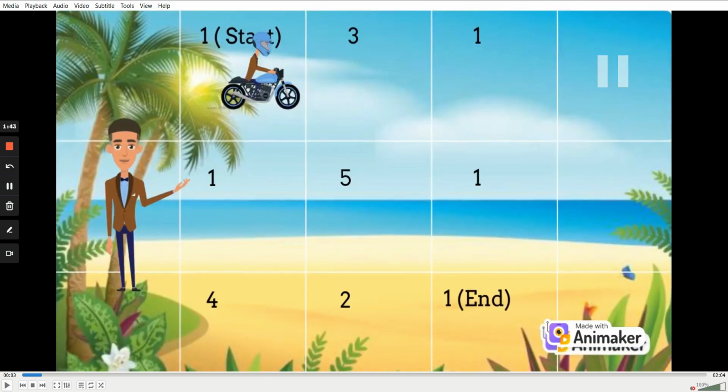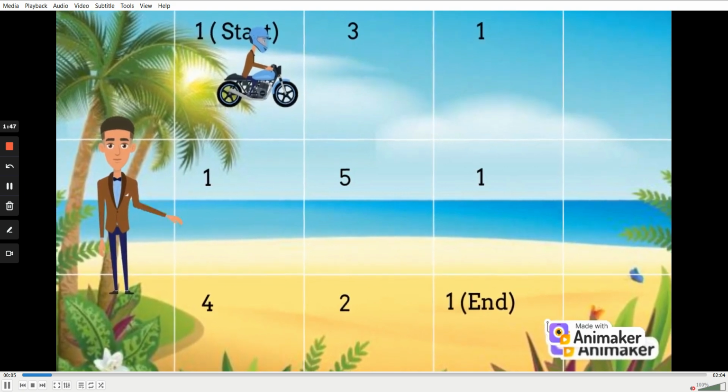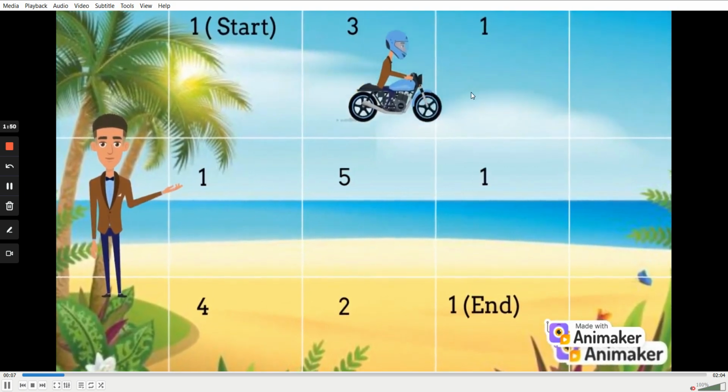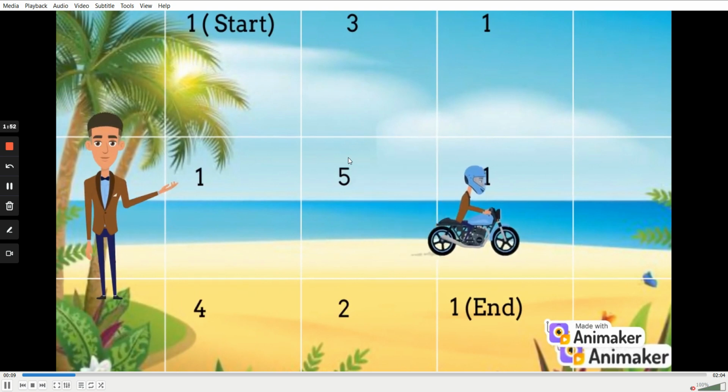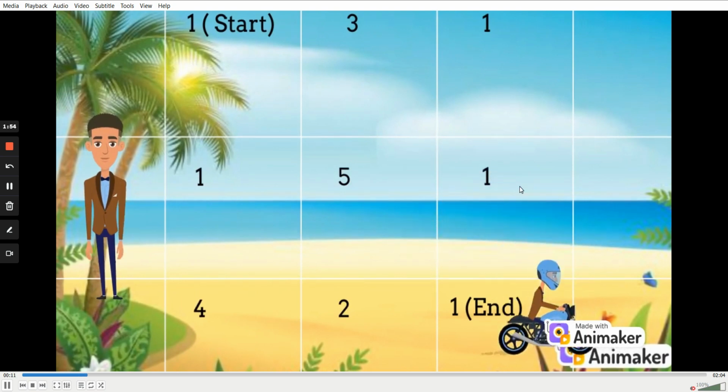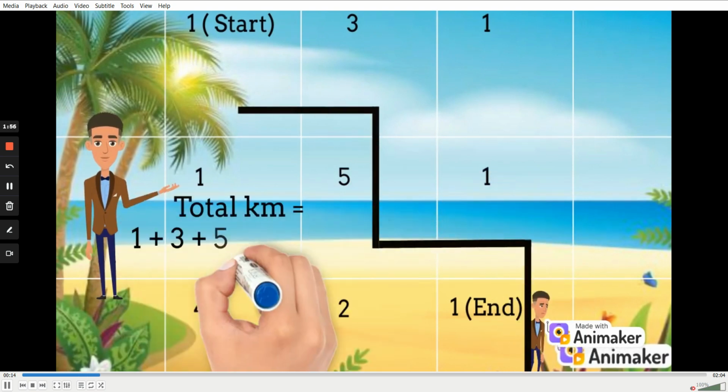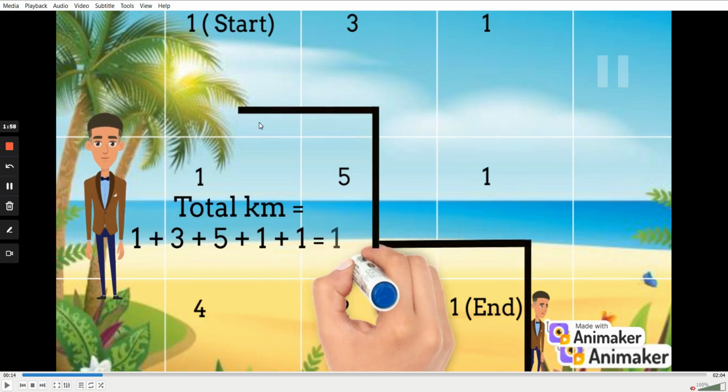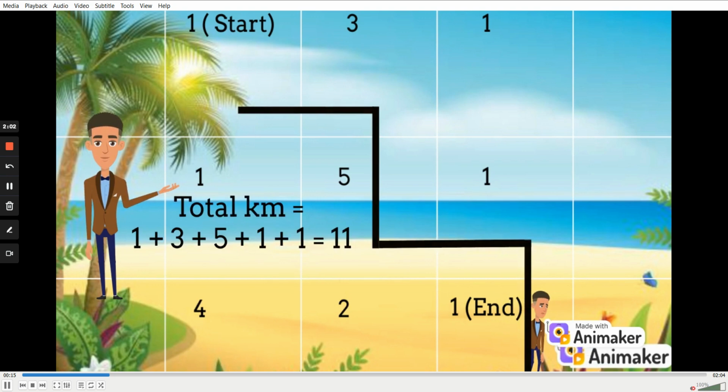So going forward to the problem using brute force approach, we can see in the first path, he will generally move right, down, right, and again down. So the total kilometers that he travels is 1 plus 3 plus 5 plus 1 plus 1, which is equal to 11 kilometers. And since it is greater than 8 kilometers, Ram ends up getting tired and he won't be reaching the destination. So this is not the path that we need, and we can discard it.